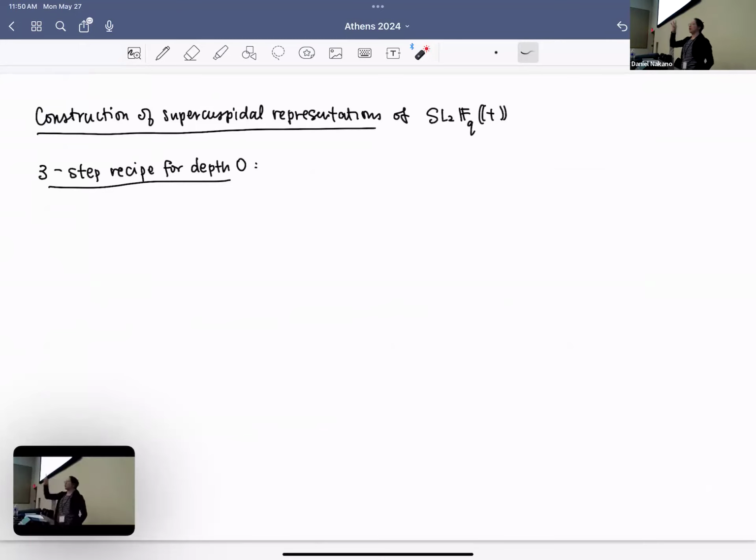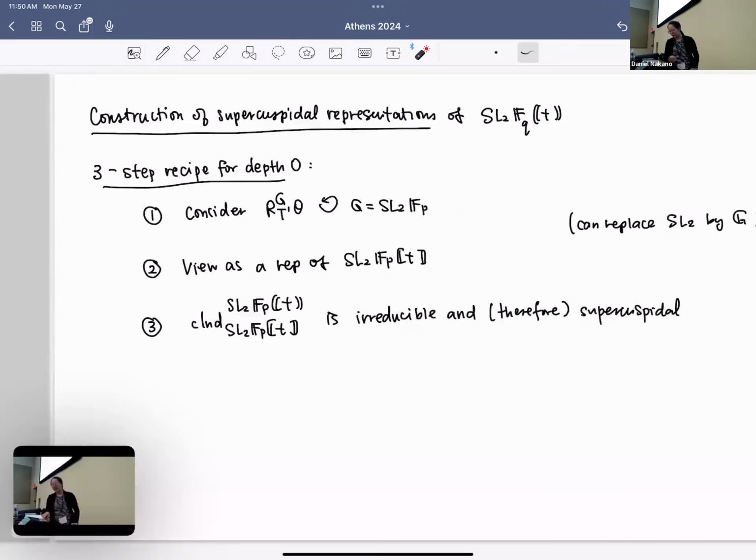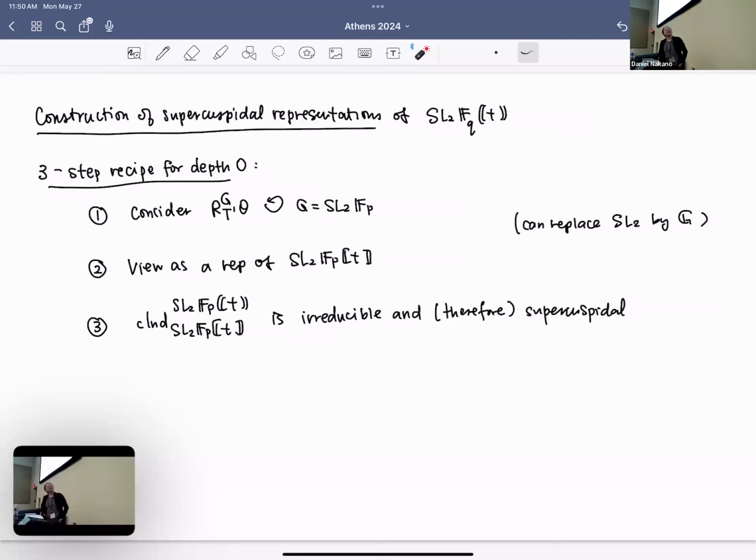It's a recipe that only requires three steps, and two of the steps are easy. So actually it's only kind of one step, and this one step is a finite groups step. The first thing is to consider R T prime G theta. A comment is that you really genuinely want the T prime one here. If you do the T one, you can run steps 1, 2, and 3. However, the resulting representation you obtain in step 3 will not be irreducible. So that won't give you a supercuspidal.